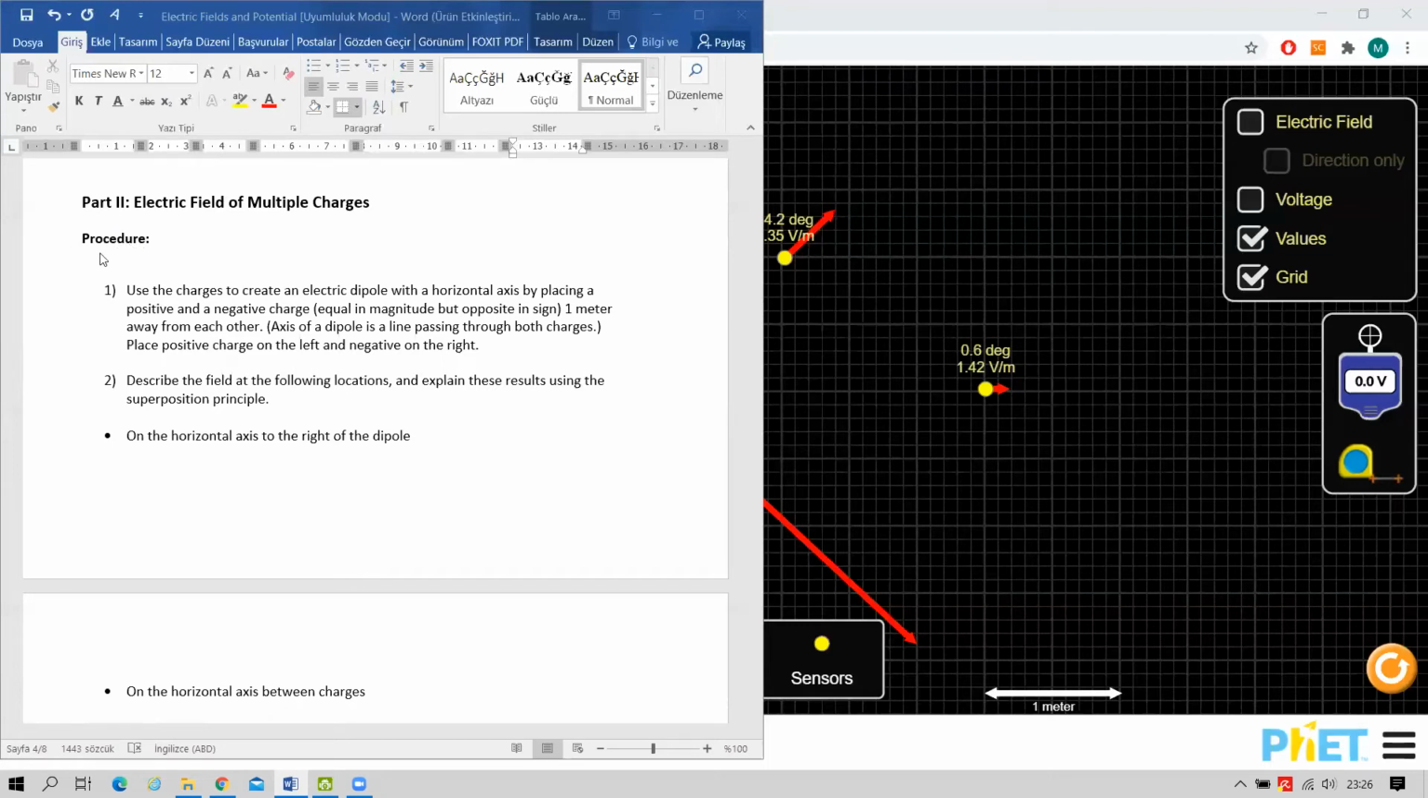In the second part, first suggest the procedure, and you will just change the setup in your simulation. Use the charges to create an electric dipole with a horizontal axis, which is the x-axis, by placing a positive and negative charge equal in magnitude but opposite in sign. You might put the plus 1 nanocoulomb charge and minus 1 nanocoulomb charge 1 meter away from each other. So let's do that. It tells you.